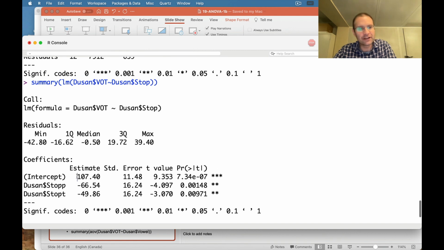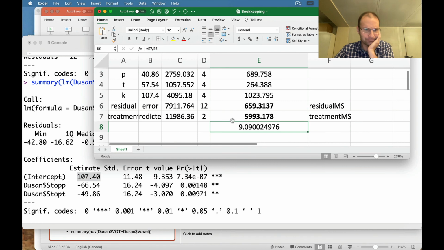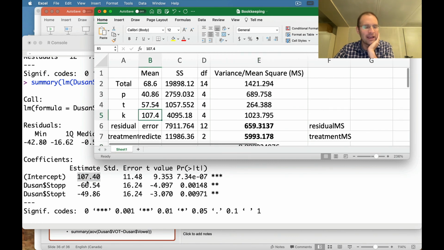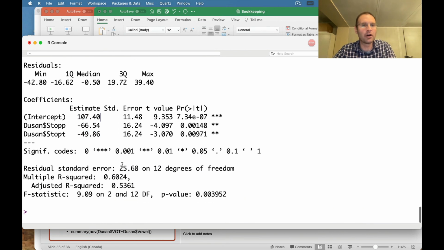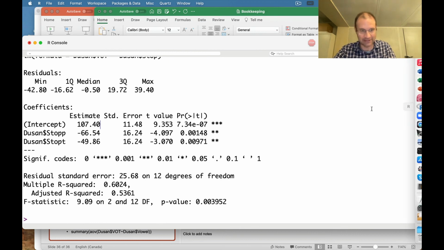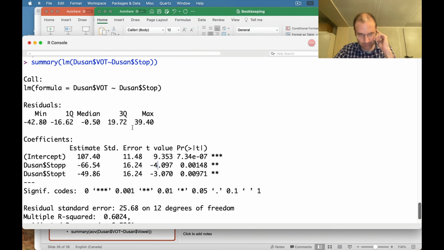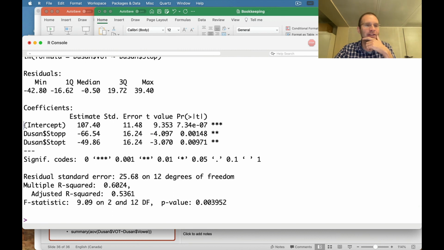There's some interesting stuff in here that I'll talk about later, but the estimate here is the mean value of VOT for K, 107.4. And then for P, this is how much you have to subtract from K to get the mean value of P. So that's 40.86. And what these stars over here mean is that that P value is different from the K value, and that the T value is different from the K value as well, and so on and so forth. We're not going to focus on this so much anymore, having walked through that in great detail. And there are going to be other analytical methods that we'll use that will look similar to this.